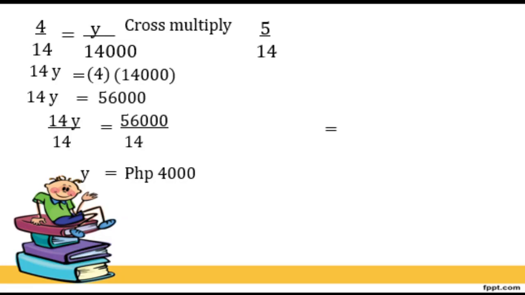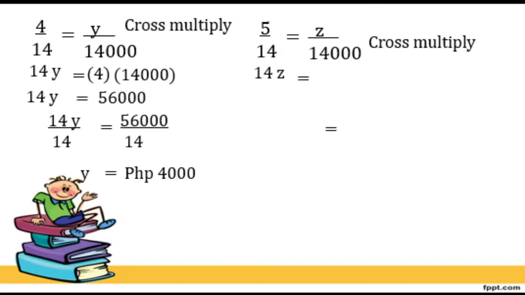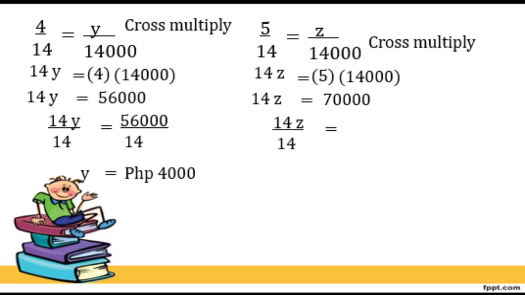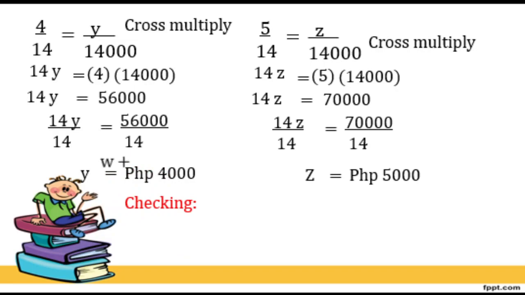So 5 is to 14 as Z is equal to Z over 14,000. Cross multiply. So you have 14Z is equal to 5 times 14,000. Rewrite 14Z, which is equal to 70,000. Again, divide all terms by 14. So we have 14Z divided by 14 is equal to 70,000 divided by 14, and Z is equal to 5,000.